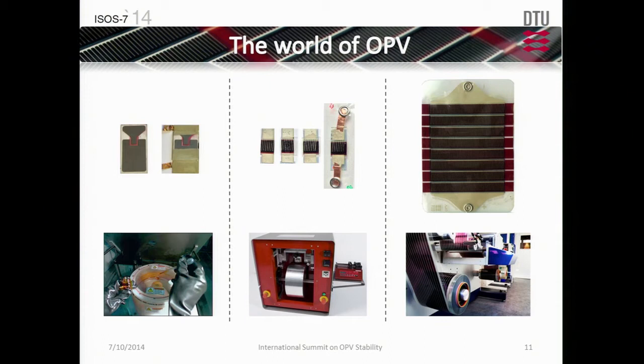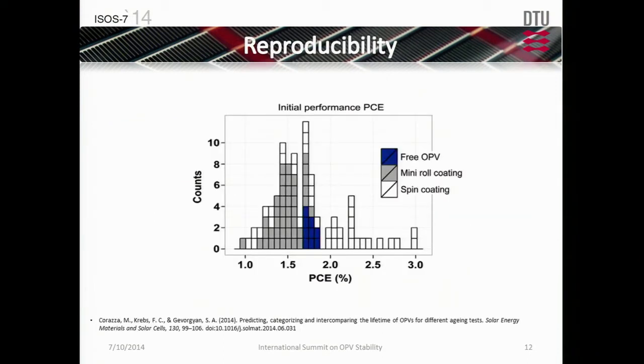So we want to make sure that we have reproducible devices. This considers both the initial performance, shown in this graph. As you can see, 3OPV is the one that gives the least standard variation. Then we have, in blue, and in gray we have the mini roll coating, which is second in order of variation. And then we have the spin coated one in white, which shows the most spread in this type of plot. And the second part that we want to make sure is reproducible is the stability.